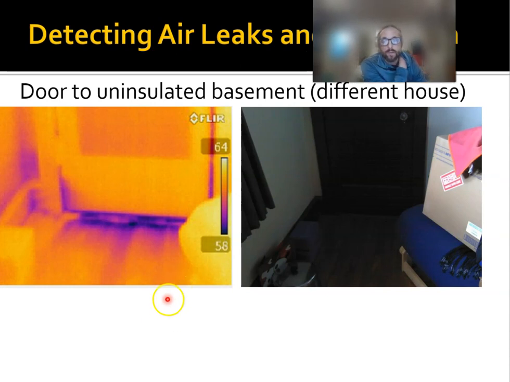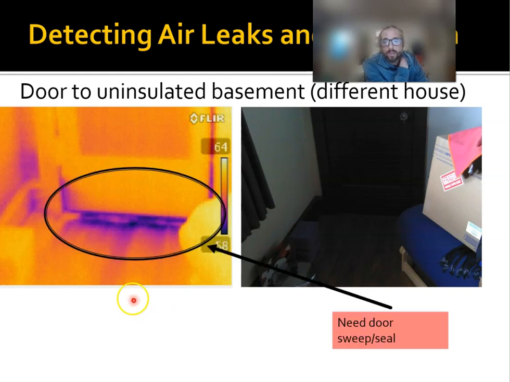So this is actually a different house that has an unconditioned basement. And so here's the basement door. All right, so we're inside. Again, it's cold outside. And here's the basement door, which is unconditioned. Now we are running a blower door at this time, so we're depressurizing the house. All right, so we were sucking air out of the house. And so what's happening here is there's air being sucked in from the basement. You can see these streaks of cold air. That's cold air coming in from the basement.